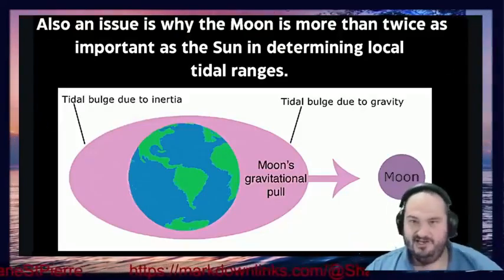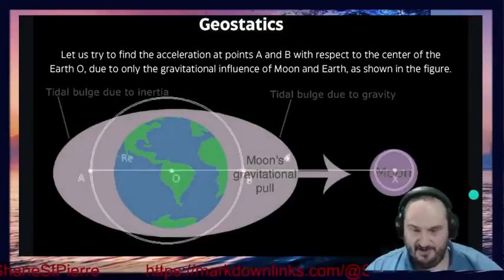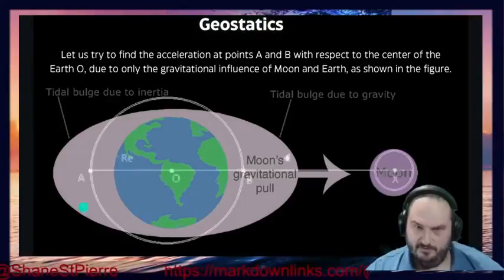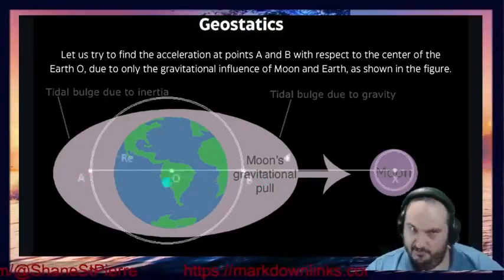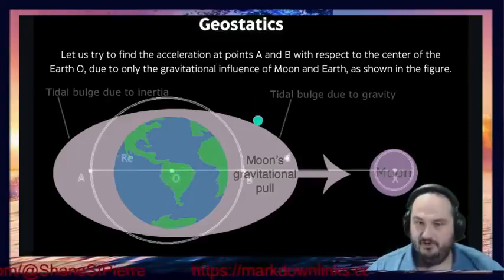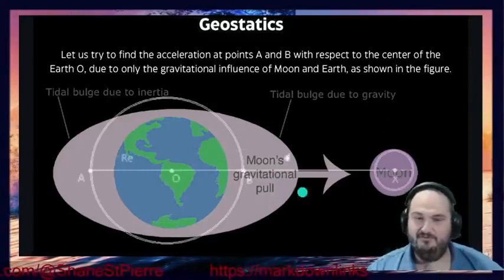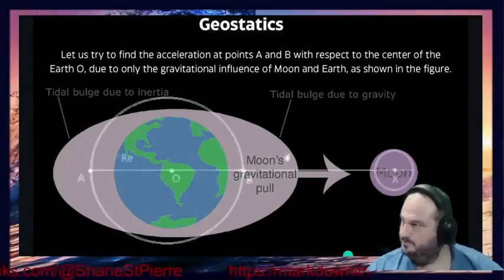So we go into his proposition here, and he has geostatics, right? He's trying to find, with math, the acceleration at points A and B, that would be over here, A, and over here, B, with respect to the center of Earth, which is O over here, due to the gravitational influence of the moon and the Earth, right over here, as shown in this figure. So this is the basis for the math that we're going to go through in the next slides here.